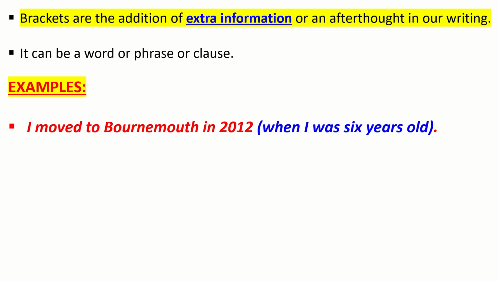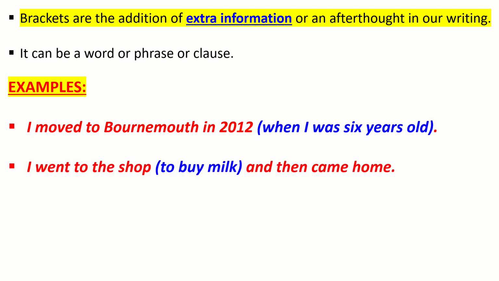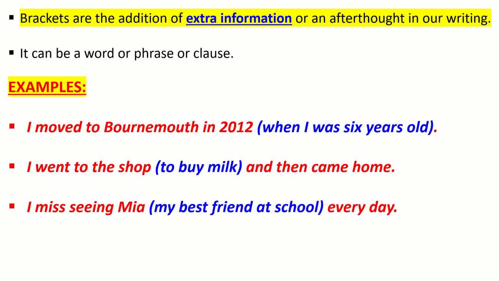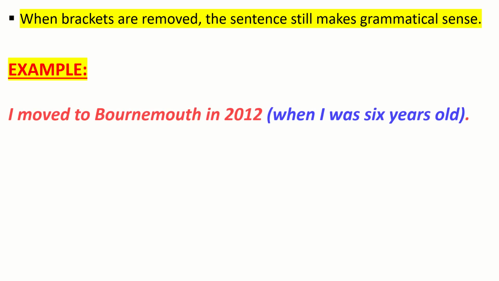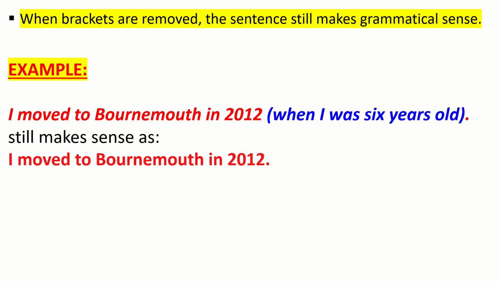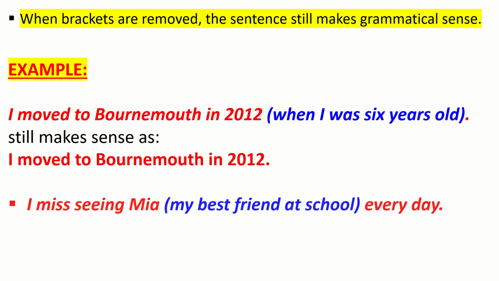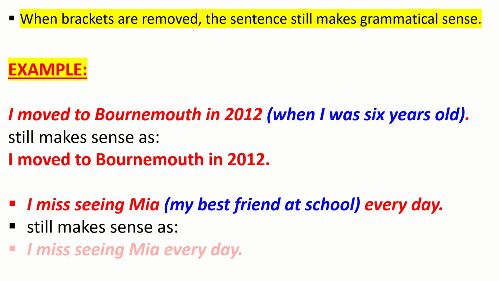So I moved to Bournemouth in 2012, in brackets when I was 6 years old. I went to the shop, in brackets, to buy more milk and then came home. I miss seeing Mia, my best friend, at school every day. On my perfect day, I want to have lunch on the beach, in brackets, a sandy one. However, if you take the brackets away, the sentence still has to make grammatical sense. So the one I read out, if I take away the brackets, it still makes sense as I moved to Bournemouth in 2012. If I take away the brackets here, it still makes sense as I miss seeing Mia every day. So if you take the bracket away, the sentence always has to make sense on its own.